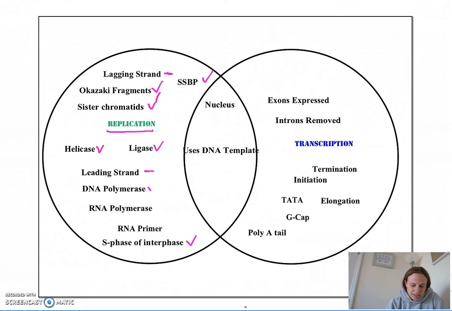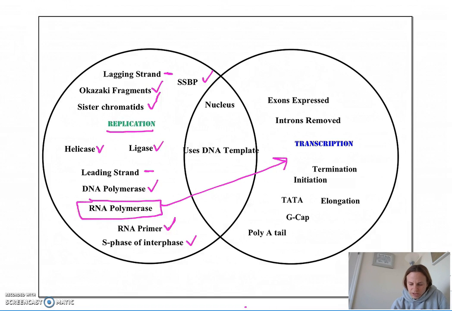Now, DNA polymerase is the enzyme that actually adds those nucleotides onto the leading and lagging strand. Well, how does DNA polymerase know where to start? You've got this RNA primer that is a section of RNA that's going to tell the DNA polymerase where to start its replication. Do you notice something on this side? RNA polymerase. Is RNA polymerase correctly placed? Nope. RNA polymerase is involved in transcription.